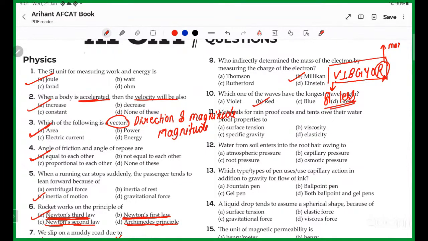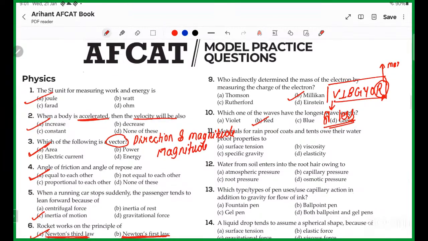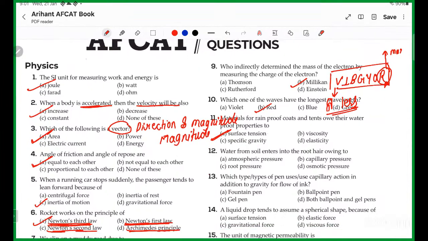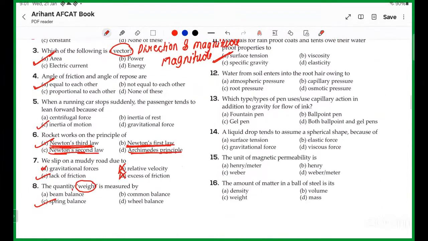Okay. Materials for raincoats and tents owe their waterproof properties to surface tension. Water from soil enters into the roots, basically through capillary action.